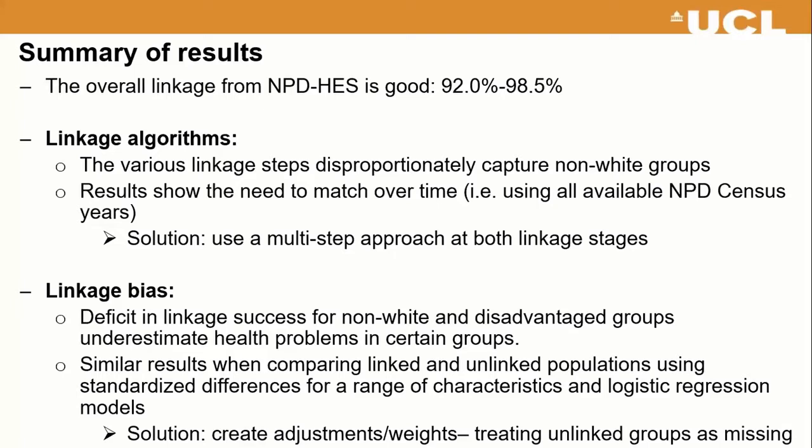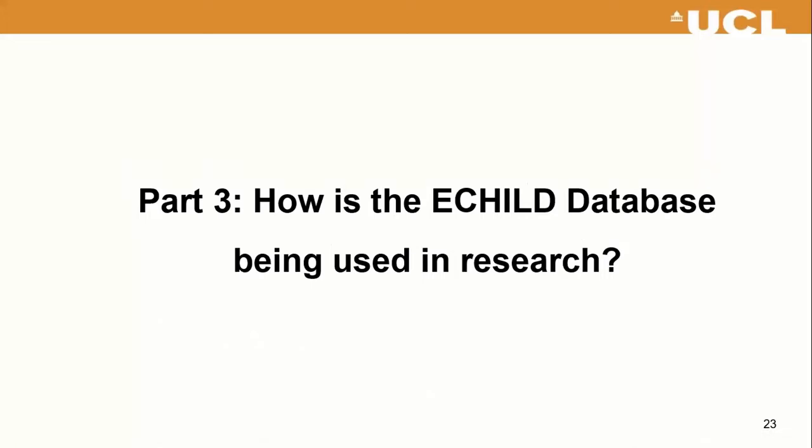the same direction. So, of course, a solution to this could be to create weights similar to non-response weights in surveys, treating unlinked groups as missing, for example. But of course, this will depend on the specific research question that is analyzed, and we will discuss this later. If you have questions, please just let us know. Now I will leave it to Luis to talk about this in the next part.